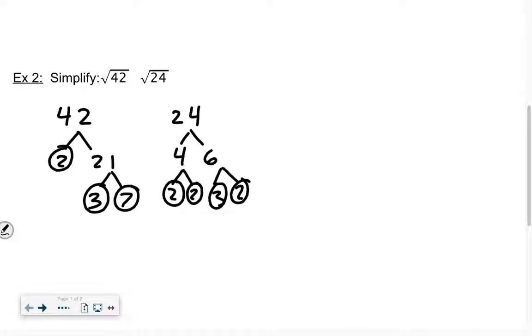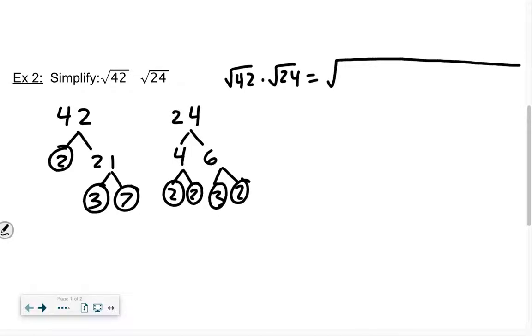So what we want to do now is take these prime factors. So we had the square root of 42 times the square root of 24. We want to take this list of primes and combine them all into one radical. If we go back to 42, we had 2, 3, and 7. And maybe instead of combining them all into one radical right away, let's look at it this way. Now let's look at the square root of 24. Well, we got that list of primes to be 2, 2, 3, and 2.